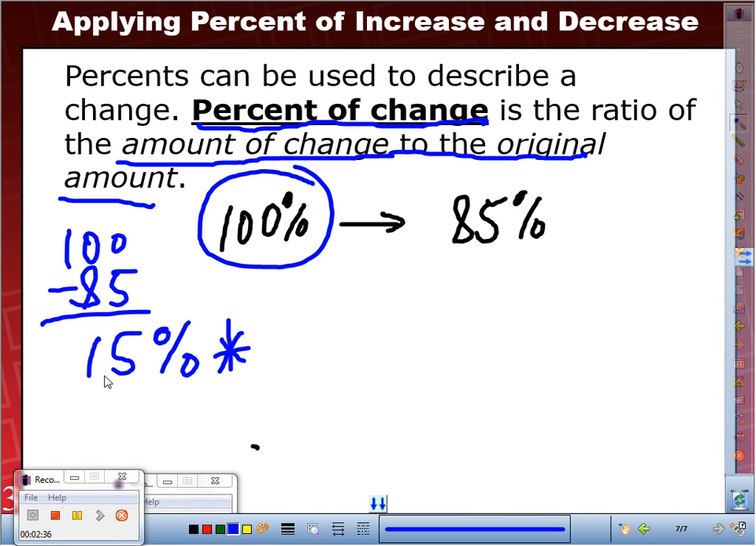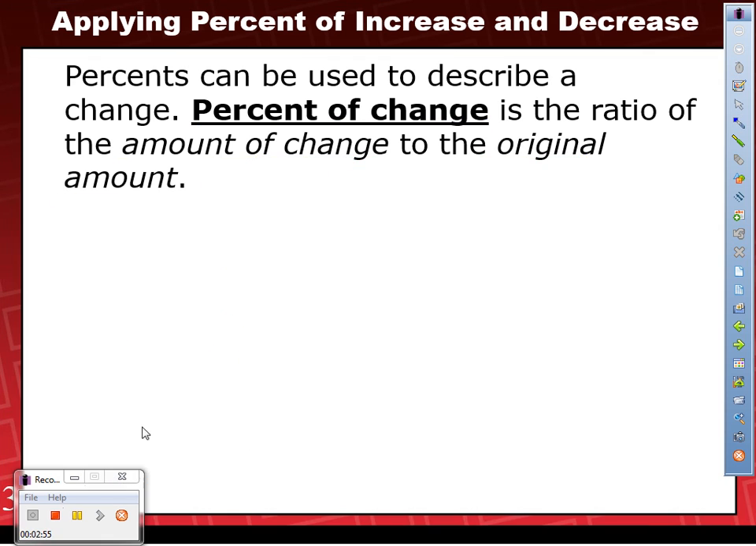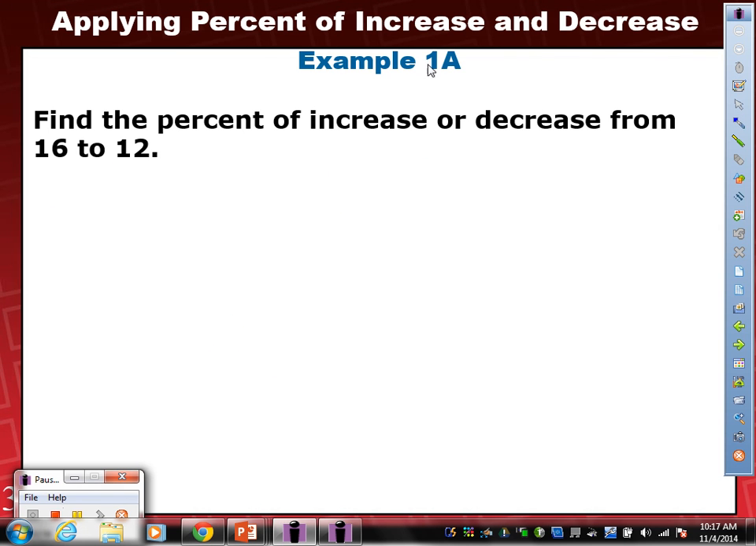Yeah, so we're going to do that with numbers. So you should have copied this on the Q column, right? Okay, so you copied percent of change, amount of change to the original amount. So by looking at these, which was the original amount? 100. Okay? All right, so with that said, copy this next one down, please. Example 1A. Copy the words, please. It says, find the percent of increase or decrease from 16 to 12. Copy that, please. So, find the percent increase or decrease from 16 to 12.